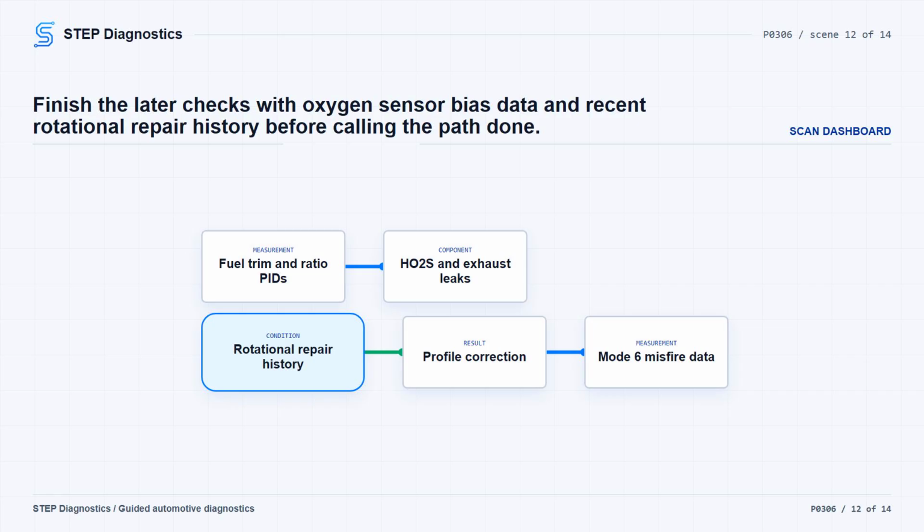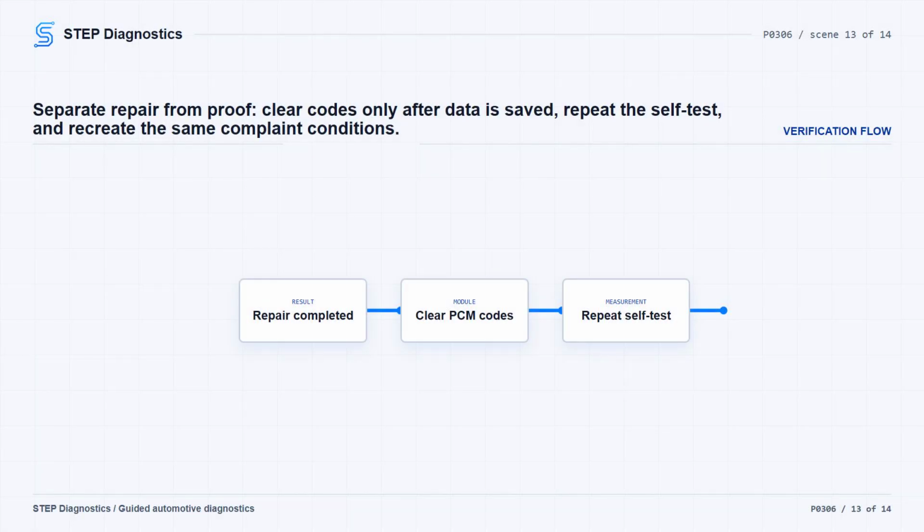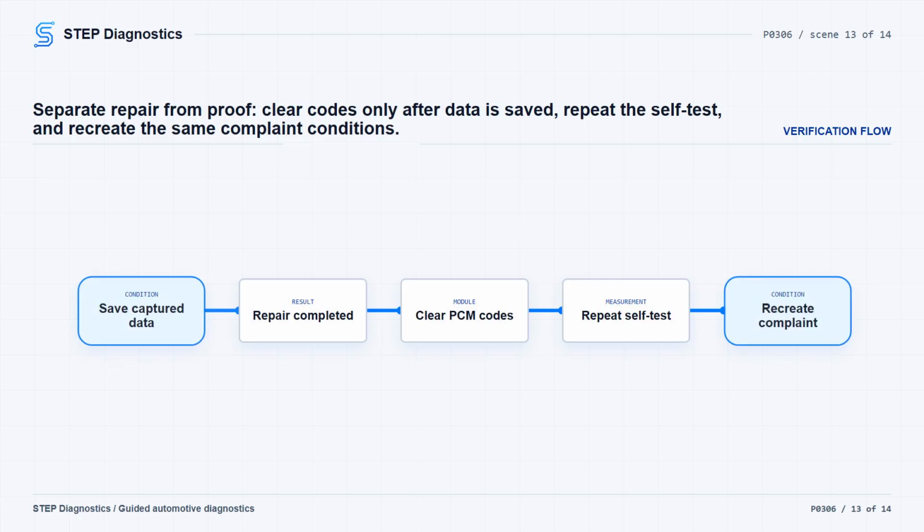If the path ends in follow-up testing that is not available in front of you, pause, recheck the earlier diagnostic path, and avoid guessing. Keep verification separate from the testing. Anytime a repair is made, clear the PCM DTCs, repeat the self-test, and recreate the captured or customer-described conditions to confirm P0306 stays gone. The takeaway is simple.